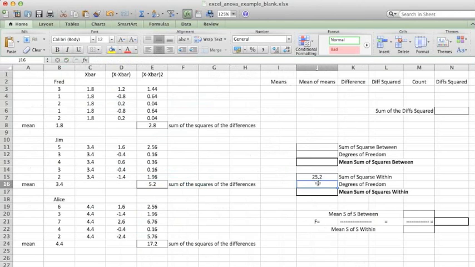The number of degrees of freedom are represented by the number of samples within each group minus 1. So we have 5 minus 1 is 4, plus 4, plus 4. The degrees of freedom are going to be equal to 12. The mean sum of squares is the sum of squares within divided by the degrees of freedom, or 25.2 divided by 12. So our value comes out to be 2.1.